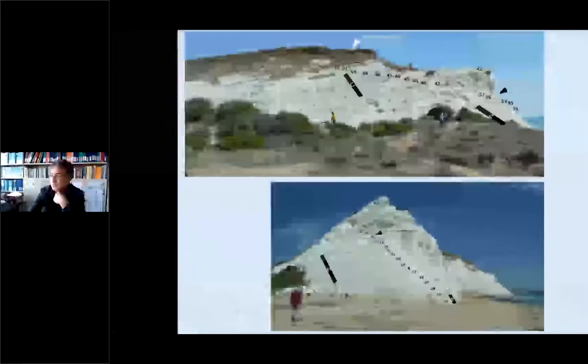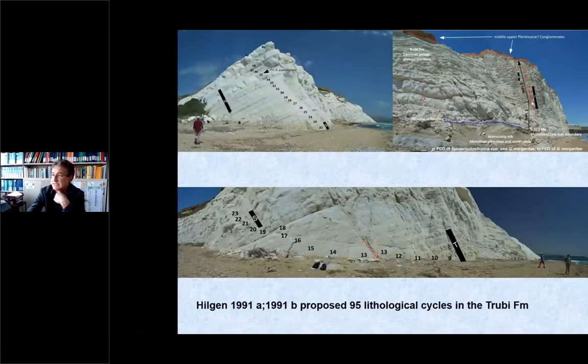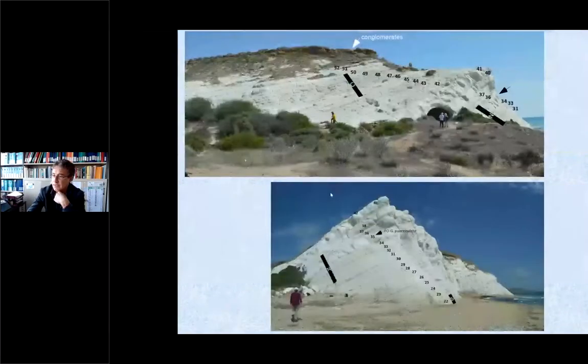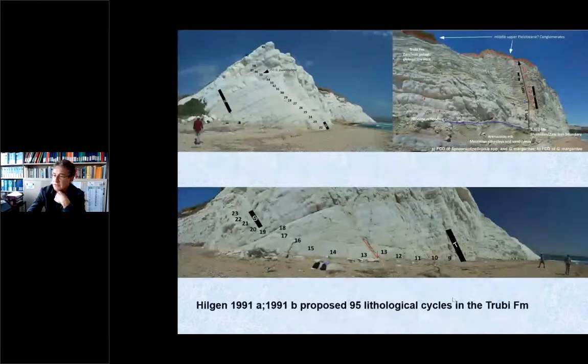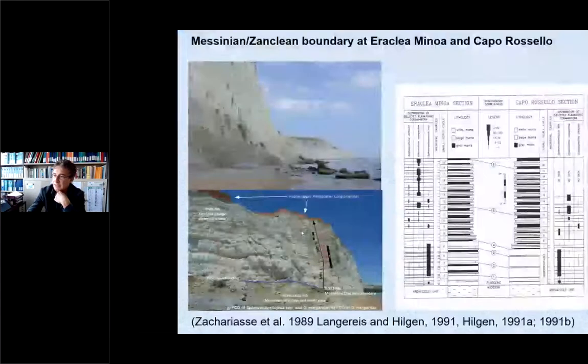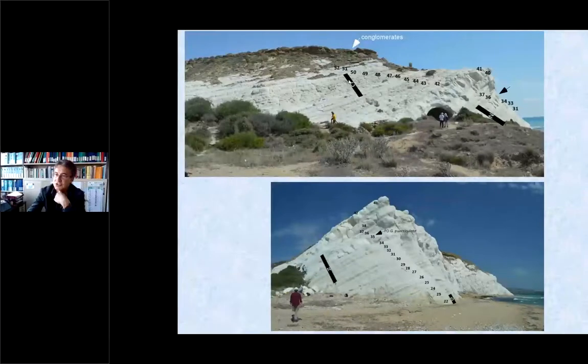So in this picture, you can see Thvera, the Nunivak, Sidufjall, Nunivak, and Cochiti. In the Eraclea Minoa section, we have about 56 cycles that are well exposed, but we don't have the whole Zanclean. So for this reason, the Utrecht team moved to Capo Rossello and correlated the sections.